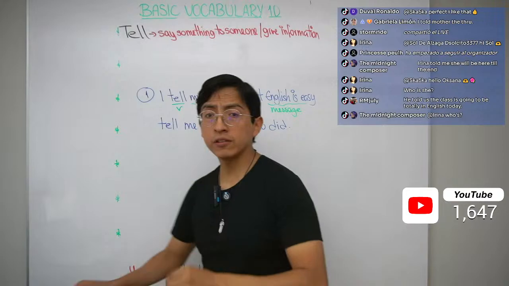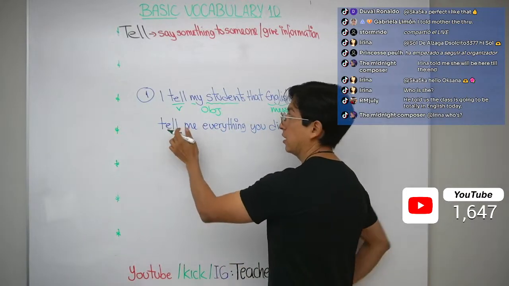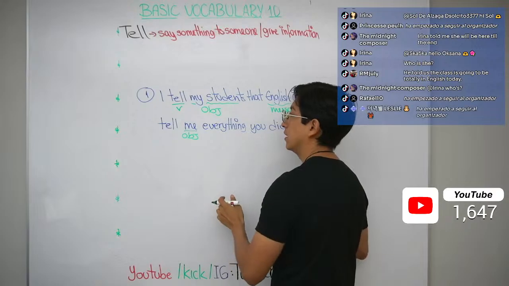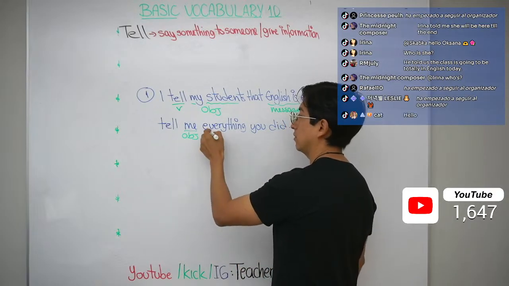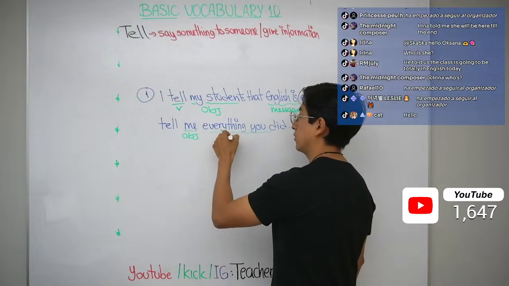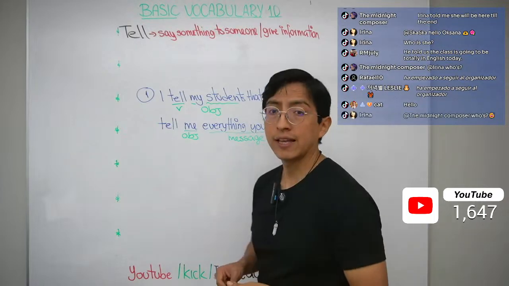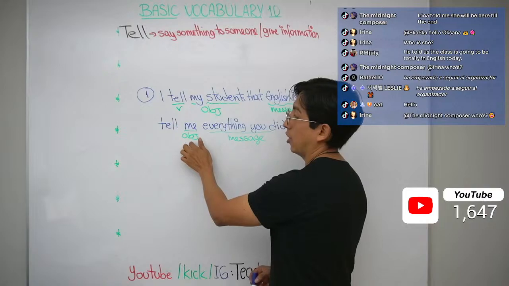Now, what is the object here? Look at the object. We have the verb, again, tell, and now we have the object here. Object. Okay, this is the object. And this is the message, no? Everything you did. Okay, this is the message. This is what you're gonna tell me. Yep. Now, what do we have here? The verb and the object.